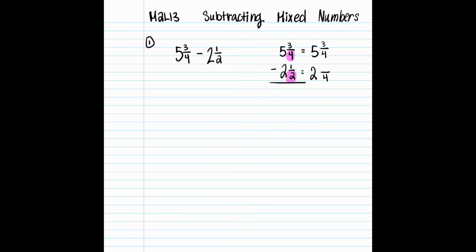Now in order to get from 2 to 4, I need to do times 2, which means I need to do the same to the top. So I will have 2/4 there. Now, I'm going to put a little note up here for you to write: subtract the fractions before the whole numbers.